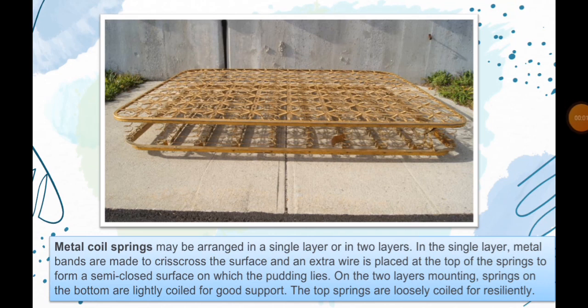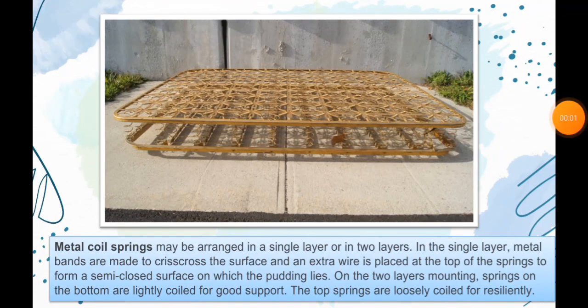Second spring is metal coil springs. May be arranged in a single layer or in two layers. In the single layer, metal bands are made to crisscross the surface and the extra wire is placed at the top of the spring to form a semi-closed surface on which the padding lies. On the two layers, the bottom springs are tightly coiled for good support. The top springs are loosely coiled for resiliency.